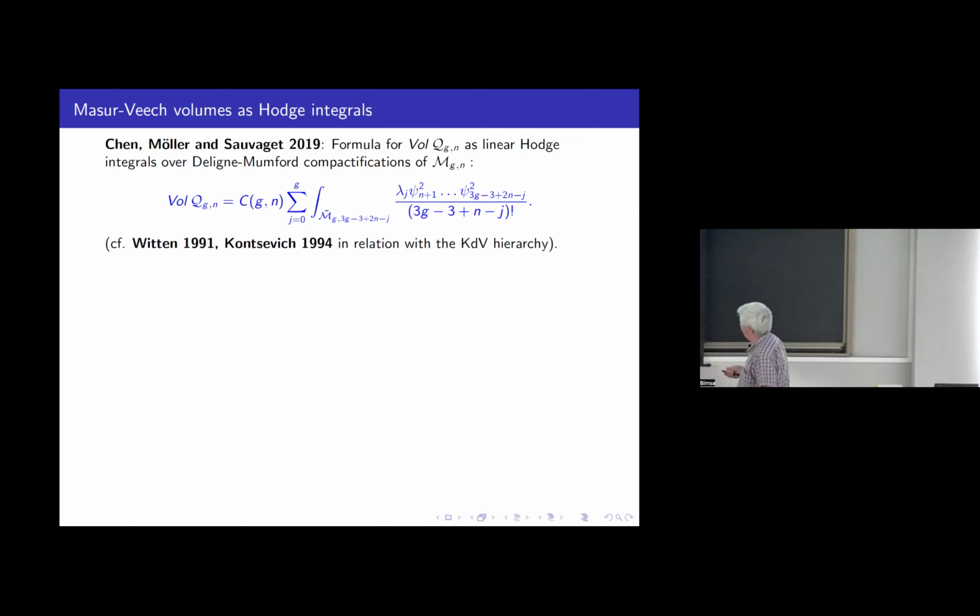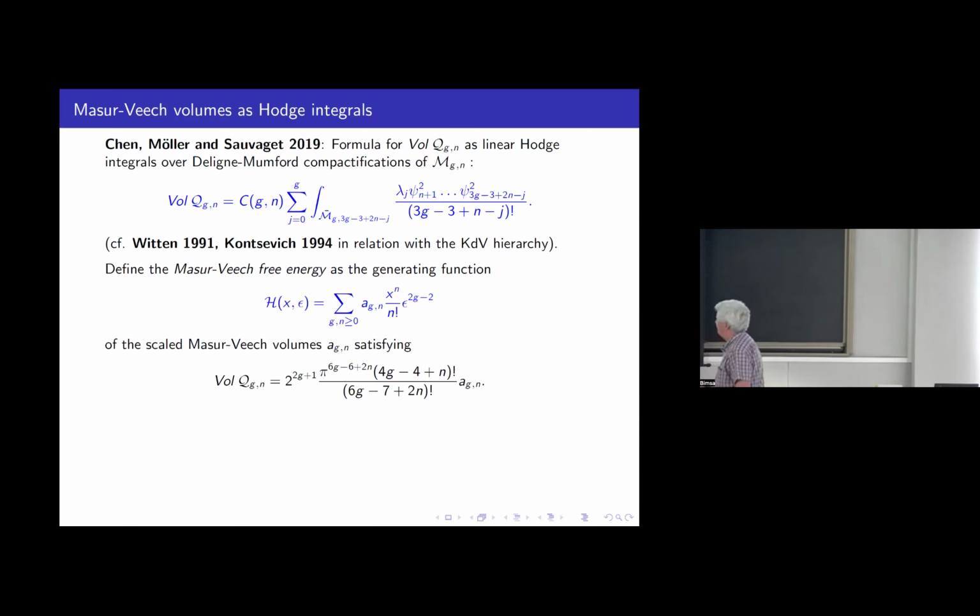So what happened, as Youjin Zhang explained to me, is that Chen showed this result, and of course at that point it became clear that one can now use the power of the theory of Dubrovin-Zhang hierarchies, because there was a paper by... I will give a reference later on. But anyway, so let me say now.